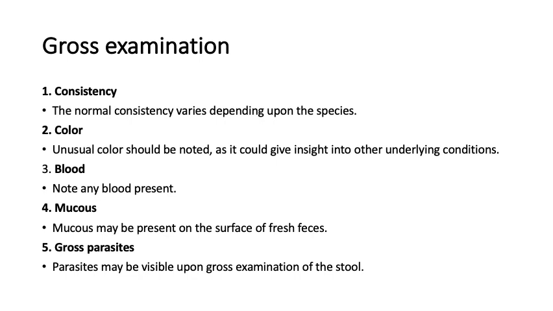Unusual color should be noted as it could give insight into other underlying conditions. For example, gray stool can indicate pancreatic insufficiency. Blood may appear bright red or black and have a tar-like consistency. Presence of mucus should also be noted. The most commonly seen parasites in dog or cat feces are roundworms and the proglottids of the tapeworms.